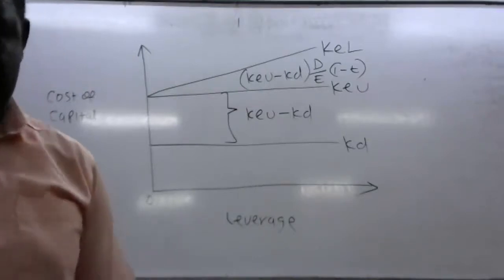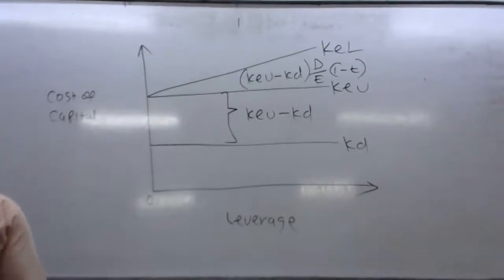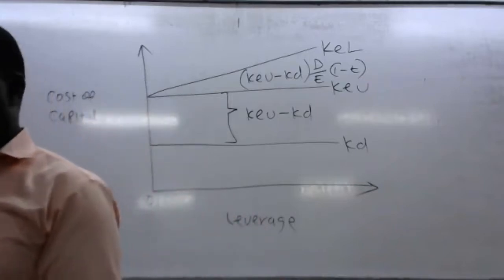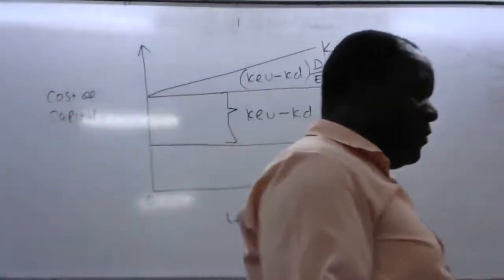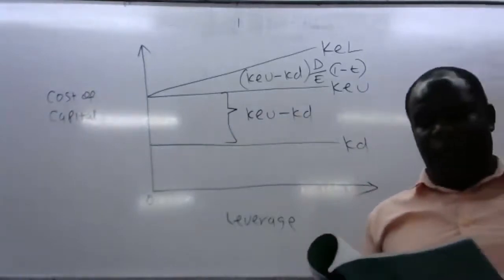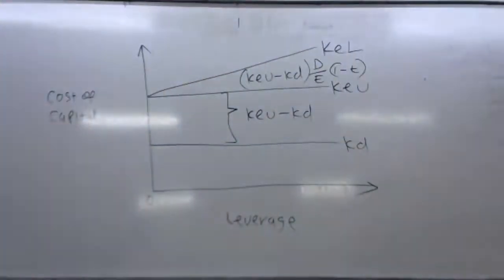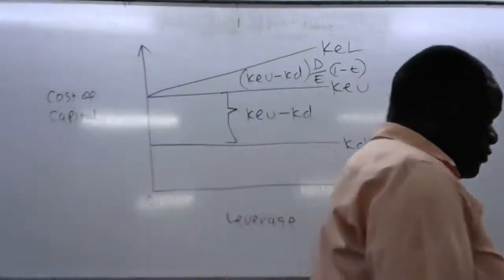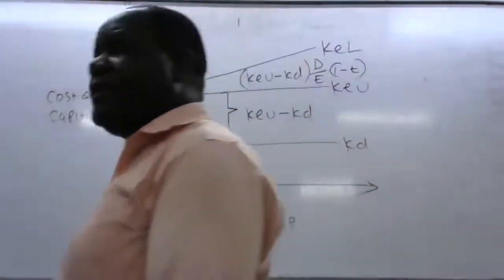So after that, now we can add a paragraph by noting that according to this theory, cost of equity is affected by both the financial risk and the business risk.